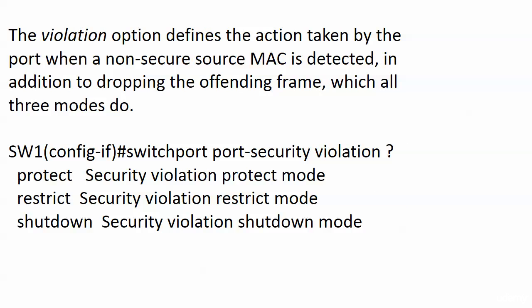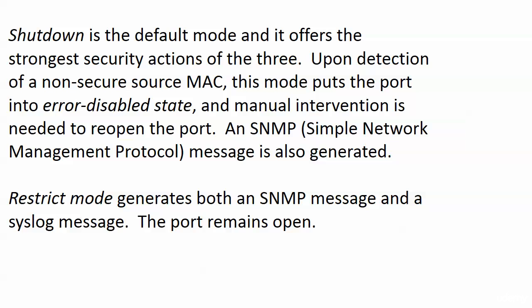The violation option, we've got to be all over this one, because this defines the action taken by the port when a non-secure source MAC address is detected. Now, the three modes take, for the most part, different actions or different levels of action, but all three modes will drop the offending frame, which certainly makes sense. The three modes are protect, restrict, shutdown. And shutdown is the default. Now, we saw that under security action in the previous video under show port security. And remember I was telling you, don't confuse that with an action that's already been taken. But shutdown is our default mode, and this is the strongest security level of the three.